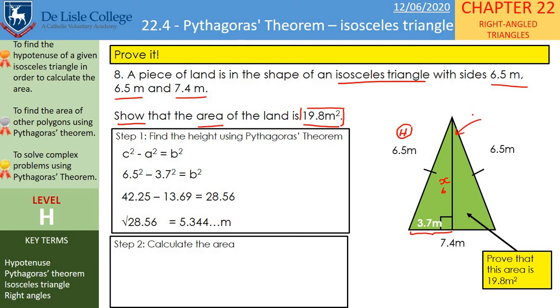So we've now got the height, and there's more to it. Leave it in your calculator, because that's our height, and we're going to times it by our base, which is 7.4, and then we divide our answer by 2, and we get 19.8 metres squared to one decimal place, and then you've proved it.